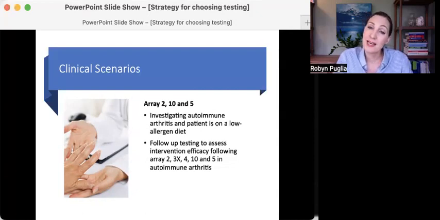Or we can use this test package as a follow-up to assess intervention efficacy, basically to check up and see how our interventions are going and how they're working, following interventions made after RA2, 3X, 10, and 5 in autoimmune arthritis.